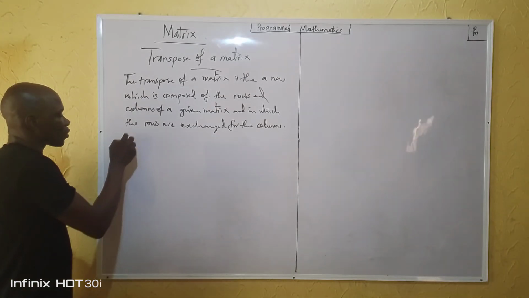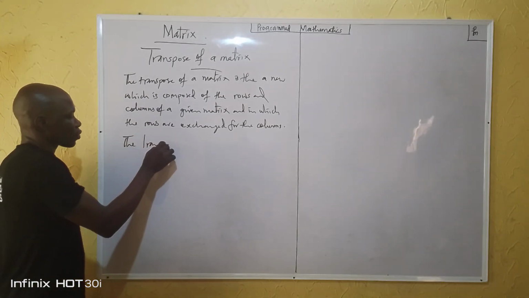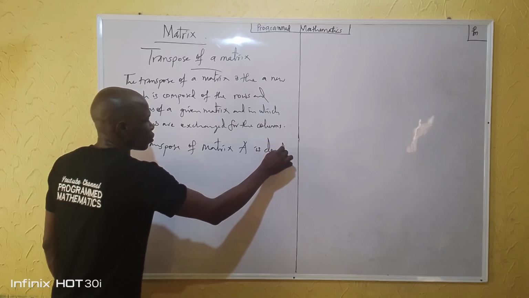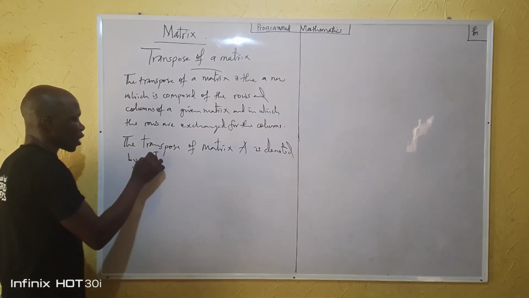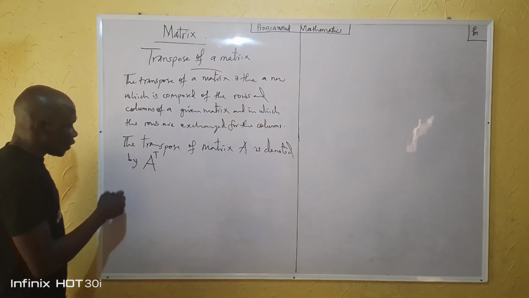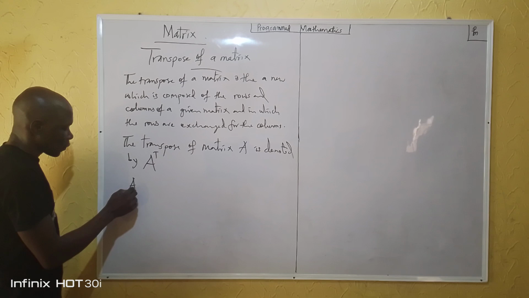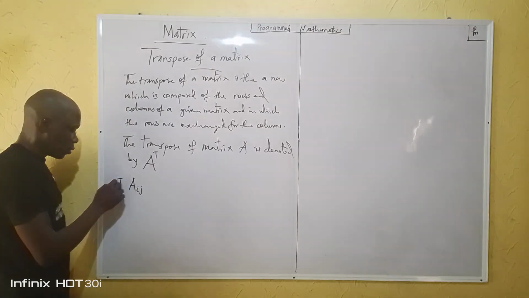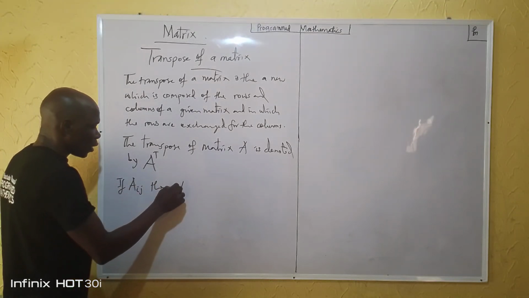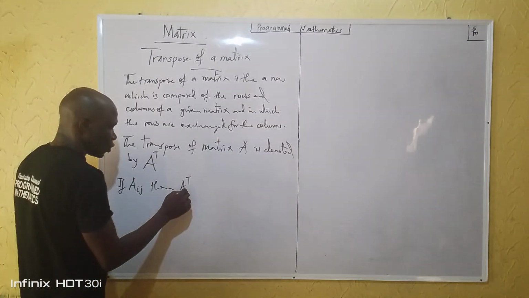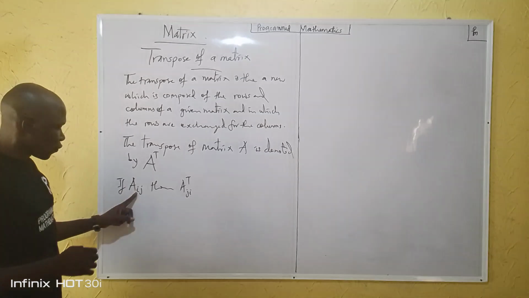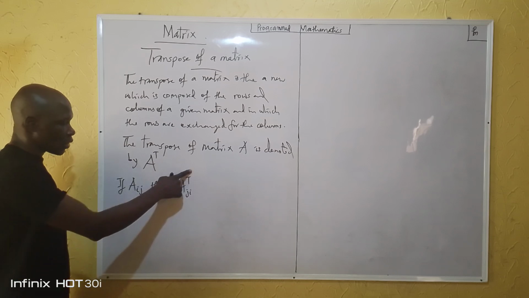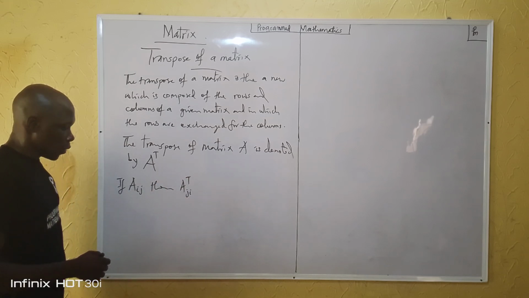For instance, if I write the transpose of matrix A, we denote this by A transpose. So if matrix A has elements Aij, that is i rows, j columns, then A transpose will be what? Aji. The number of the rows will be switched for the columns. That's what you have here. So if Aij, then A transpose will be Aji. What that means is this.